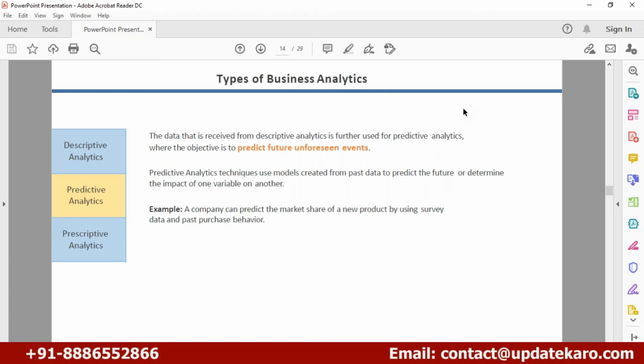So here, predictive analytics uses techniques, and these techniques use models. Yes, Purnima, you're right. Predictive analytics techniques use models created from past data to predict the future or determine the impact of one variable or another.